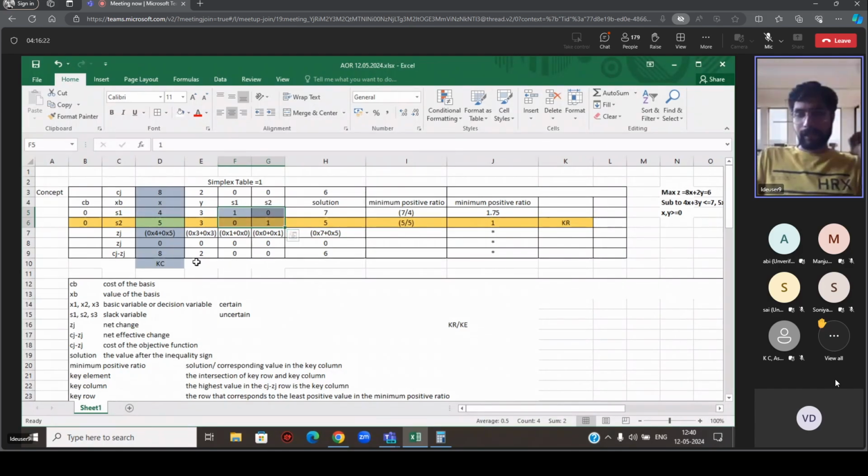In the Cj minus Zj row, you see whichever is highest. Which is highest? Key column. 8. So that will be my key column. Then for the key row, there are two rows. I don't know whether this is the key row or this is the key row.